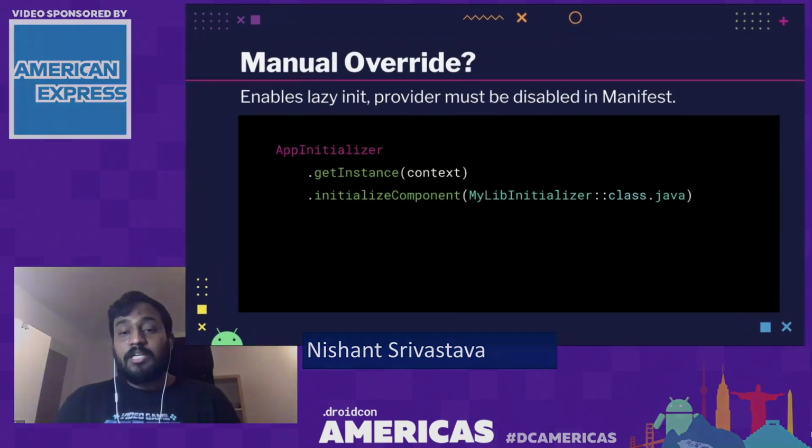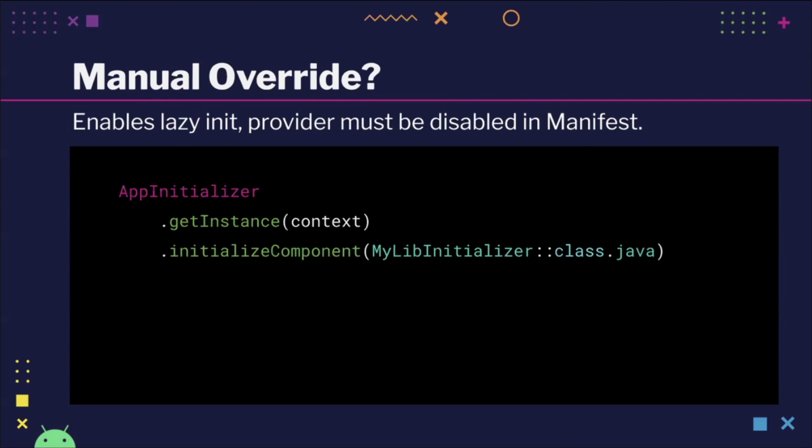So you are doing this manually, you are taking care of everything. Nothing is happening automatically. And this happens when some libraries are not working as they should be, and you want to do it on your own. Then you disable them in the manifest file by putting the tools node remove, and then you initialize them manually on your own.